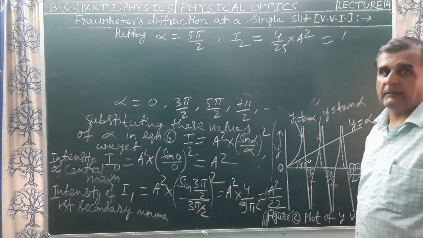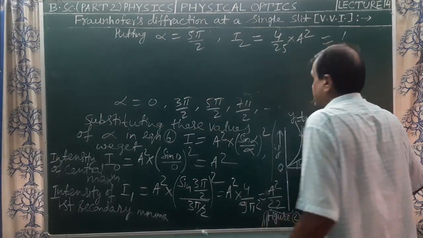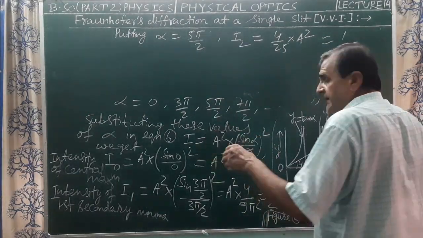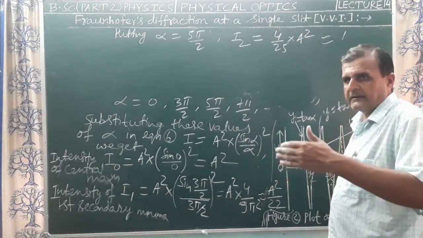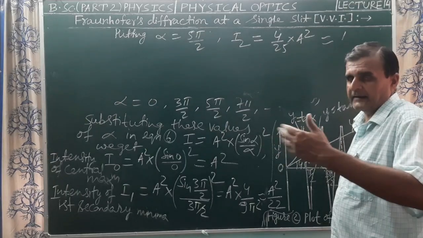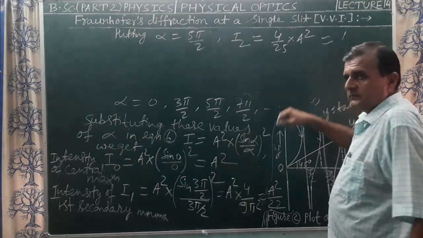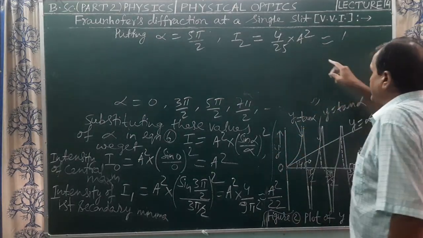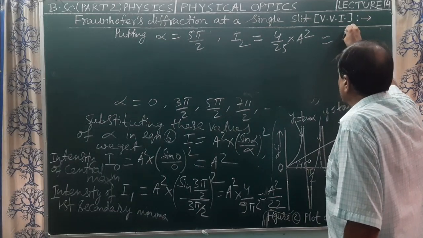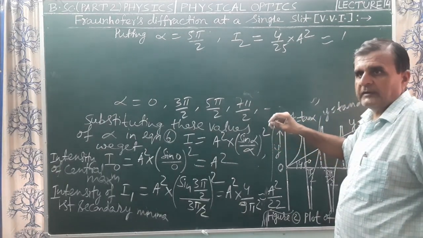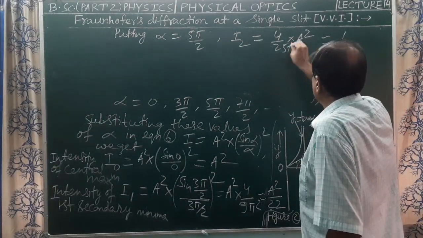Capital A is the resultant amplitude of light meeting at point P of the screen, where the light wavelets meet. So at point P, the resultant amplitude of light is approximately equal to A squared, that is 4/25 A squared, 4/25 pi squared.